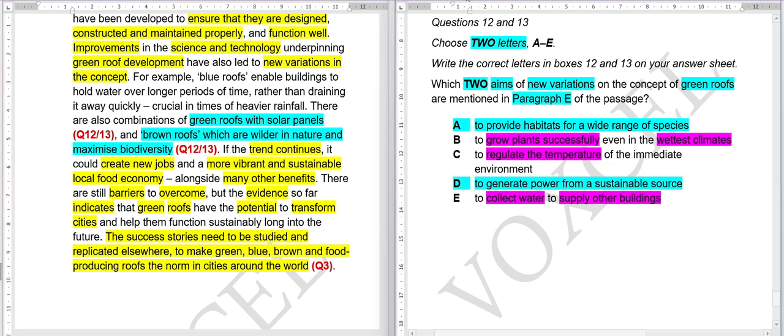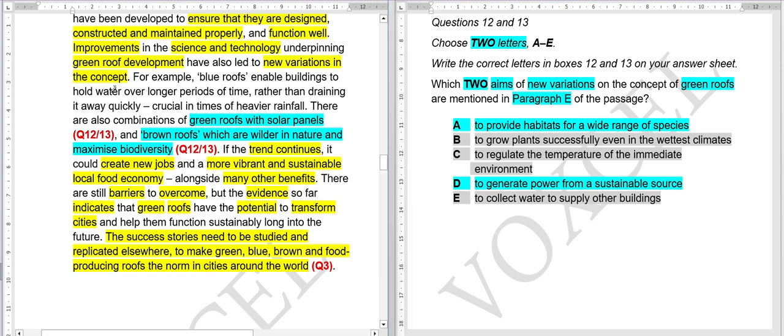Now, why are the other options not our answer? Let's see that. There is no mention of a wettest climate. We are not talking about trying to regulate temperature, and we are not collecting water to supply to other buildings. You can say it's a distractor option, with trap words. Why? Because here they are talking about holding water over longer periods. They are talking about enabling buildings to hold water for longer periods, but they are not talking about green roofs. They're talking about blue roofs, not in combination with green roofs.